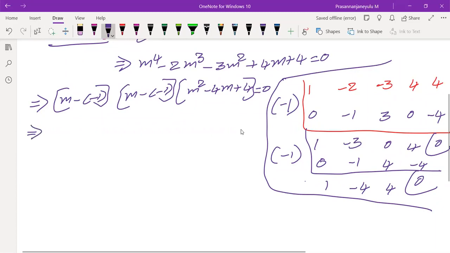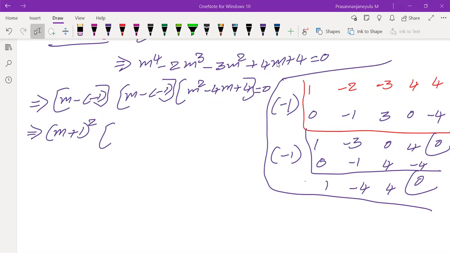But here, writing it as m plus 1 into m plus 1, can I write it as m plus 1 whole square? But what about this m square minus 4m plus 4? How can we write it? Yes, we can use a calculator, but let me explain first with the general way, and then I'll explain with the calculator. So here m square minus 4m plus 4 can be written as m minus 2 whole square.